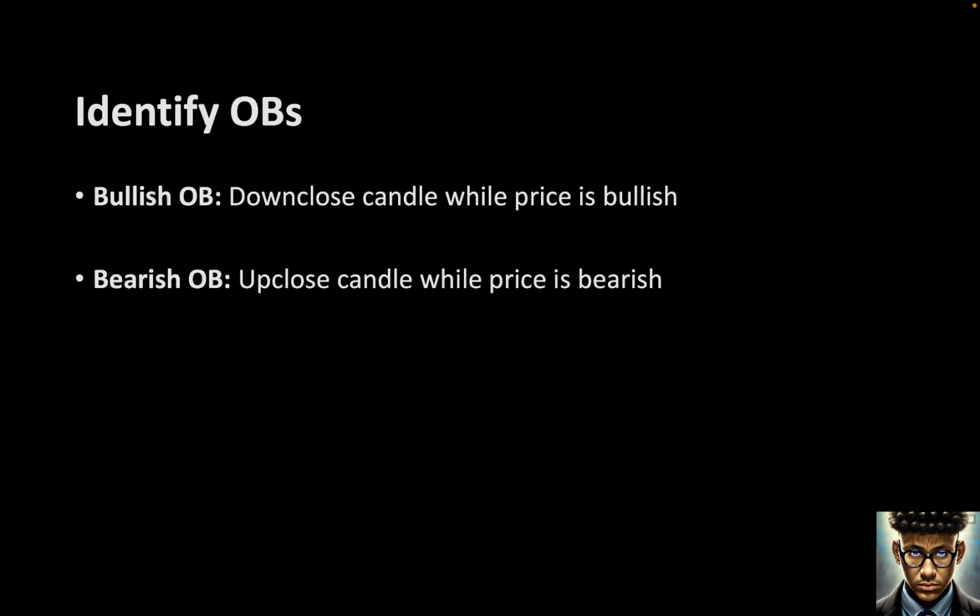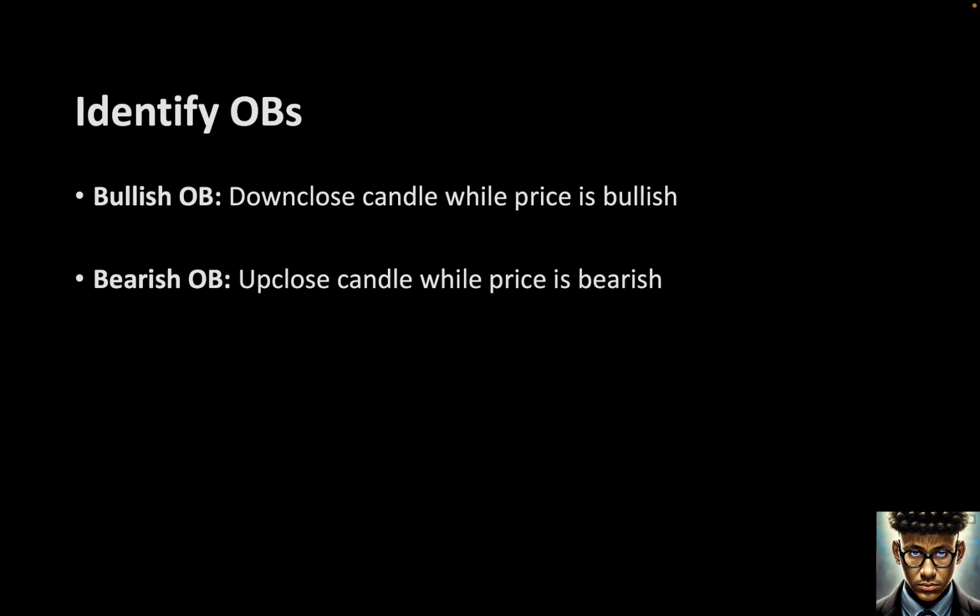Now let's see how we can identify these order blocks, and it's very simple, as I said before. Now every down close candle while price is bullish is a bullish order block. So every red candle you have when price is just spooling to the upside is a bullish order block that price will retrace into to show some great reaction to support it and trade even higher.